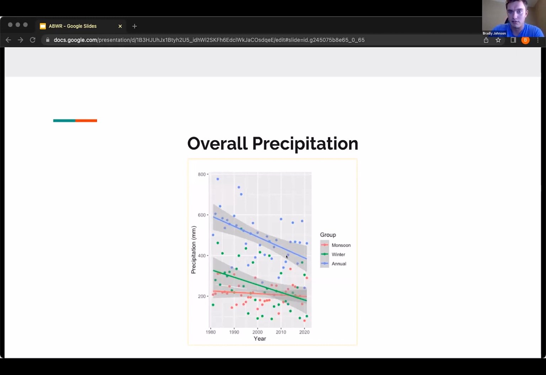The gray area around the lines is a 95% confidence interval. That means that we're 95% confident that this best fit line actually resides in this area. You can see that the monsoon precipitation doesn't necessarily change too much throughout the years. However, you see the winter with a decline causing the annual decline. And in these years, you can see some high points still here. As Dr. Rowe mentioned, in recent years, we've had some more rain.